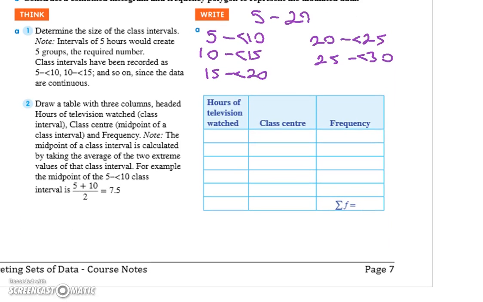All right. Next part of what you've got to do. You've already got the table in there, so you can actually put down your class intervals. In the hours of television watched column, that's where you're going to put in your class intervals. So you've got the 5 to less than 10, 10 to less than 15, and so on and so forth.